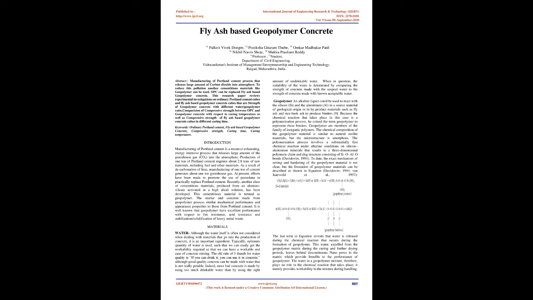Introduction. Manufacturing of Portland cement is a resource-exhausting, energy-intensive process that releases a large amount of the greenhouse gas CO2 into the atmosphere. Production of 1 ton of Portland cement requires about 2.8 tons of raw materials, including fuel and other materials. As a result of decarbonation of lime, manufacturing of 1 ton of cement generates about 1 ton of greenhouse gas.